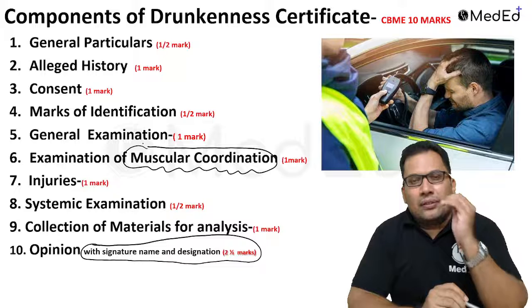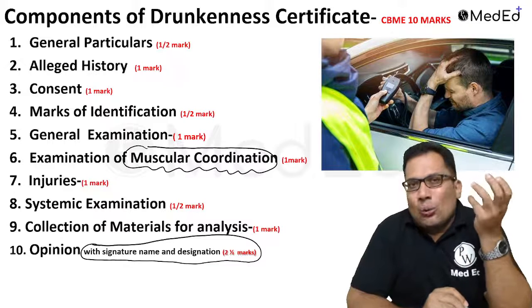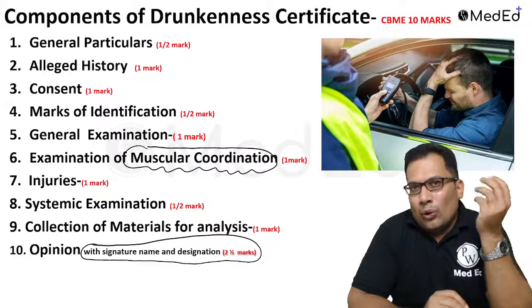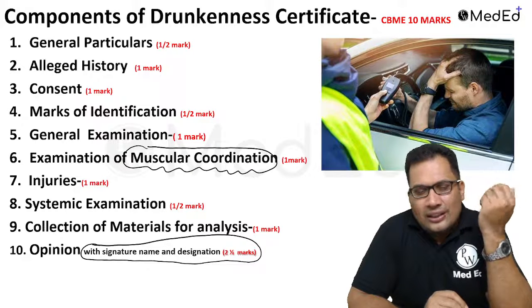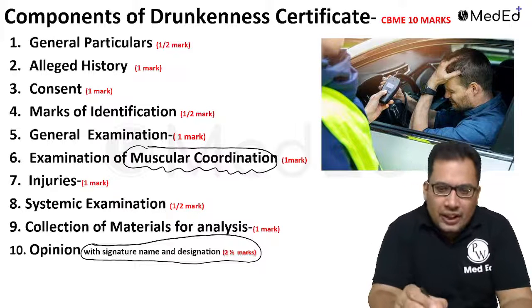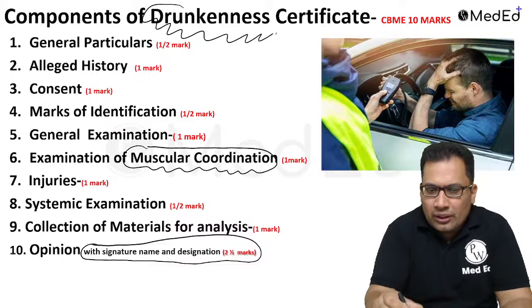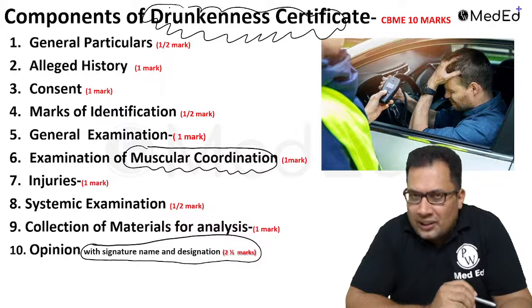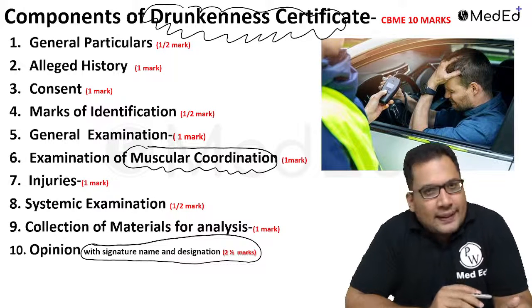What are the tests for the muscle coordination? Like Romberg test, walk on straight line test. All these are commonly done. So this is how the marks are distributed related to drunkenness. Let me discuss briefly.